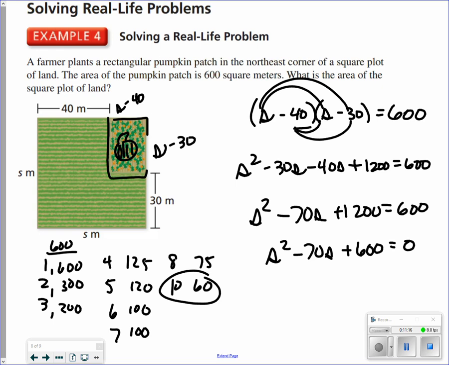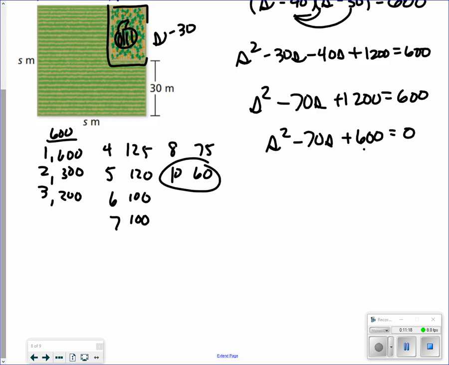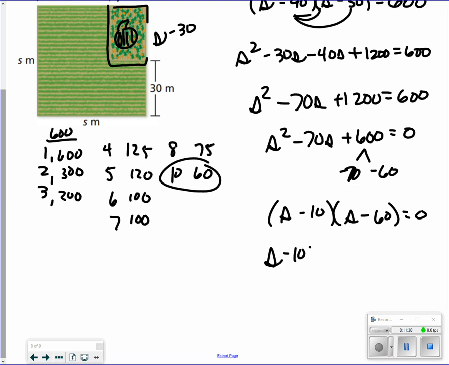Okay, so I found the one that I'm looking for that multiplies to be 600, but also adds up to be 70. So a negative 10 and a negative 60. So S minus 10, S minus 60. So then set the factors equal to 0, and I get 60 and 10.